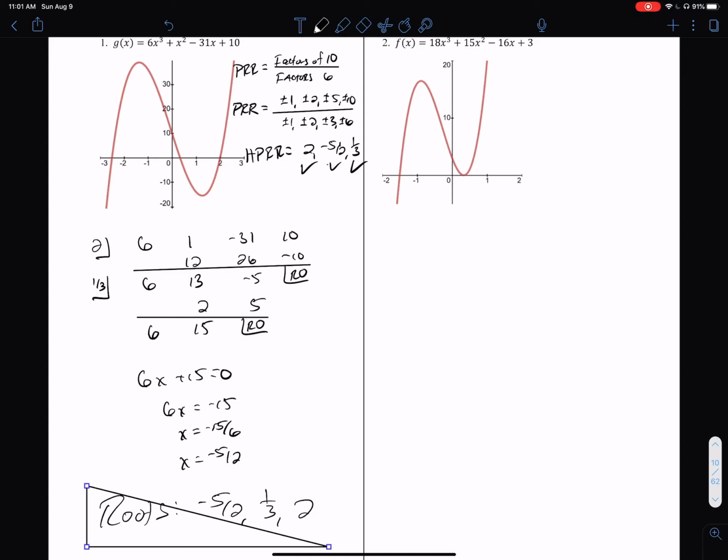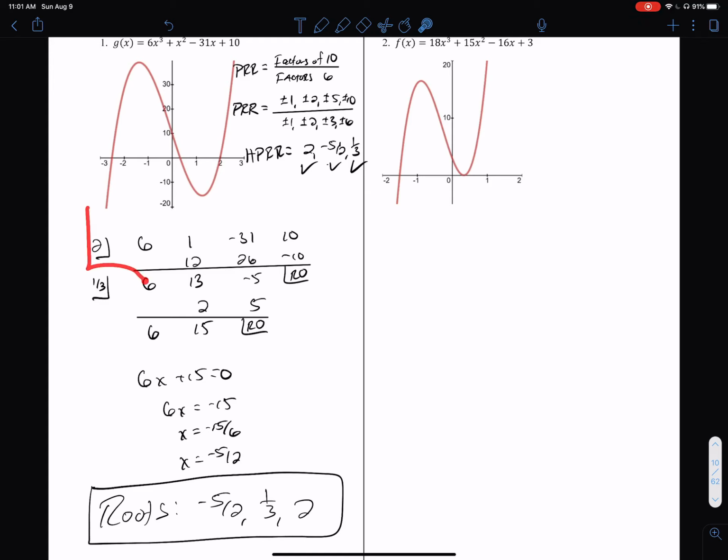You definitely want to start this process with synthetic division. This has got to be done. From there, you can take the depressed polynomial and factor it, set it equal to 0 and solve it, or you can continue to try your highly possible roots.